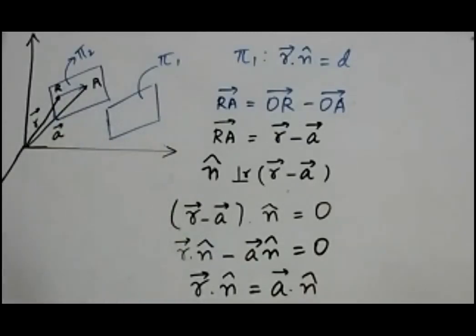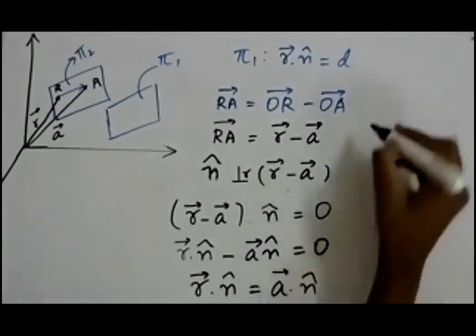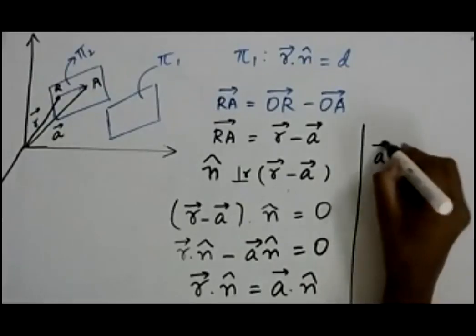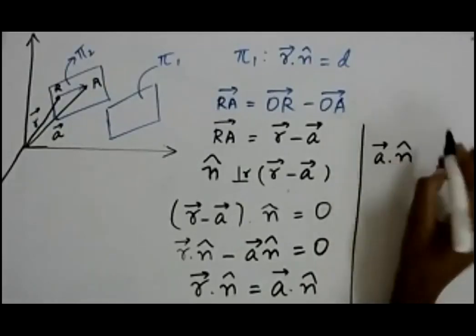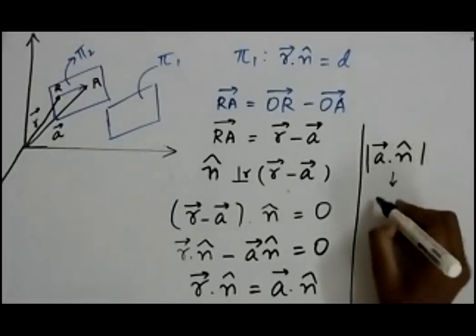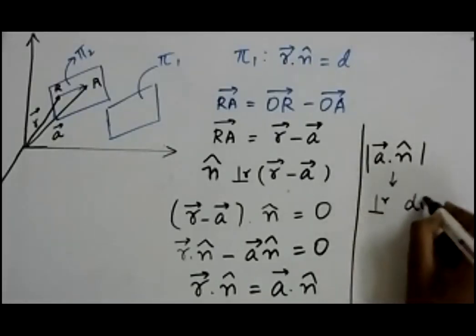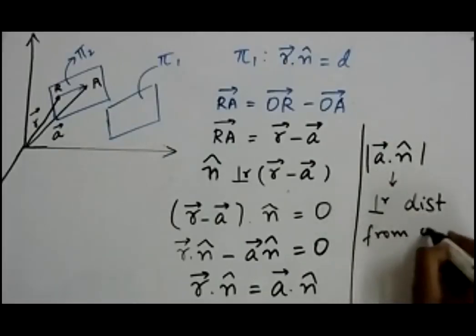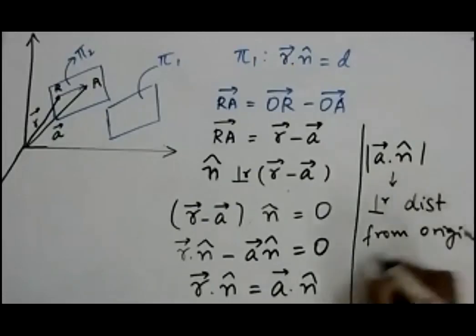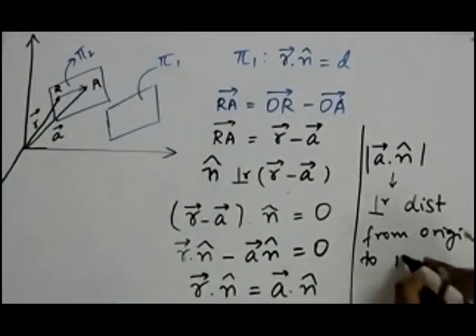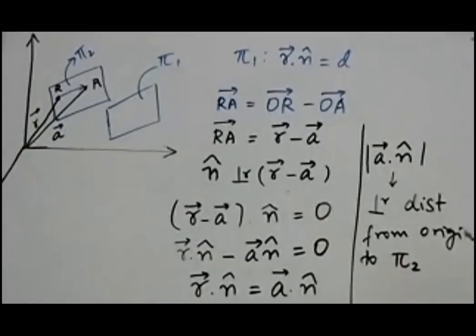Right, from comparing the actual vector form of the equation, we can see that this is a vector dot n hat vector. Let's take the modulus because we want the distance to be positive. This is the perpendicular distance from the origin to the plane in which the given point is considered, that is pi 2.